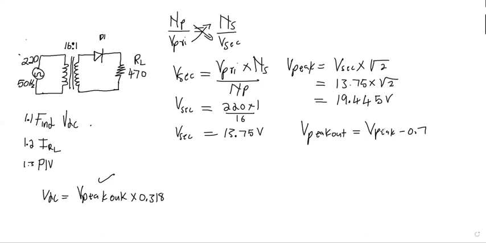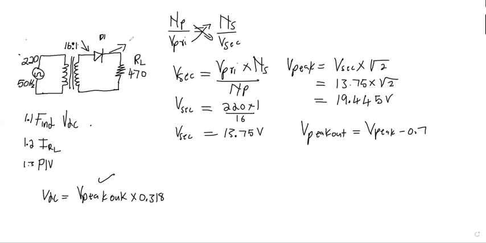So now we have the V peak out. The V peak out is equal to V peak minus 0.7. Someone will ask me why V peak out is equal to V peak minus 0.7. So let me just explain why this formula is like this. Here, the V peak is the voltage that is going to enter the diode.